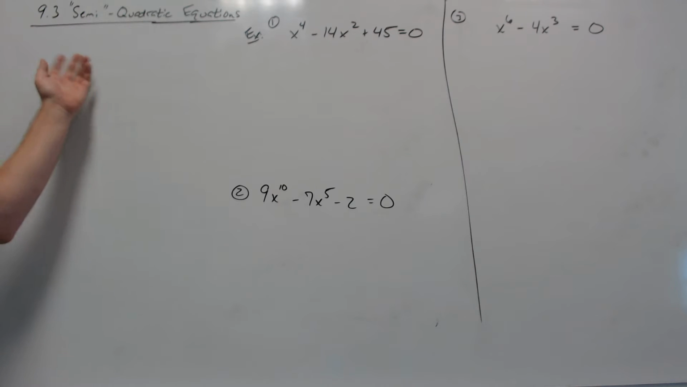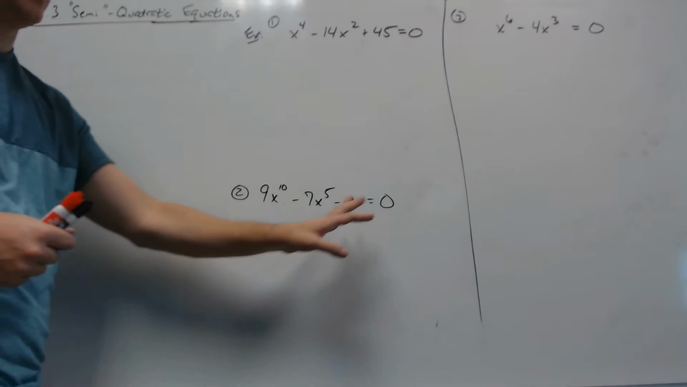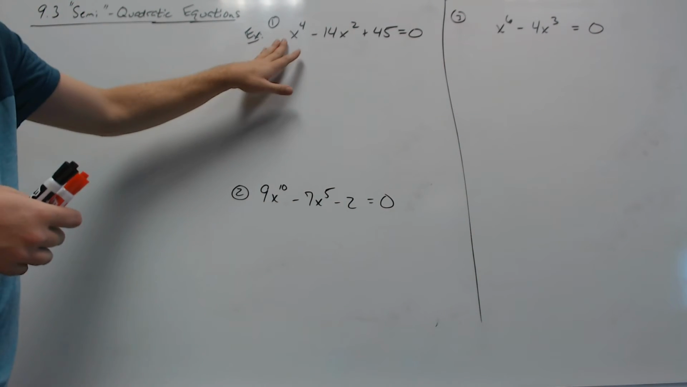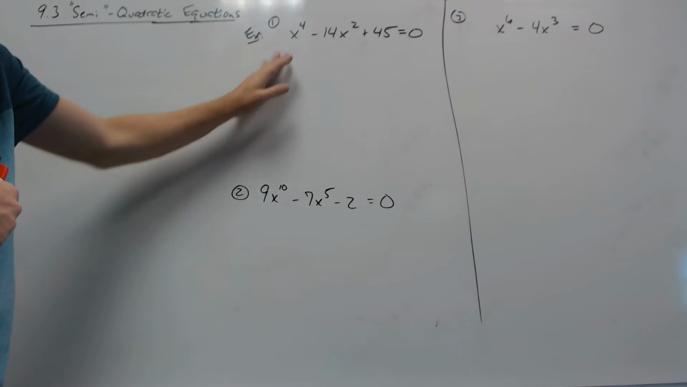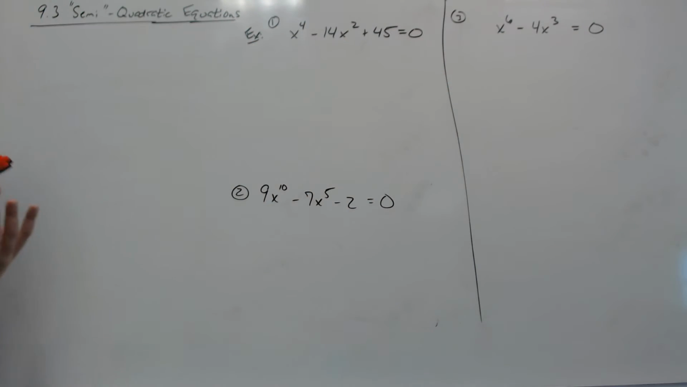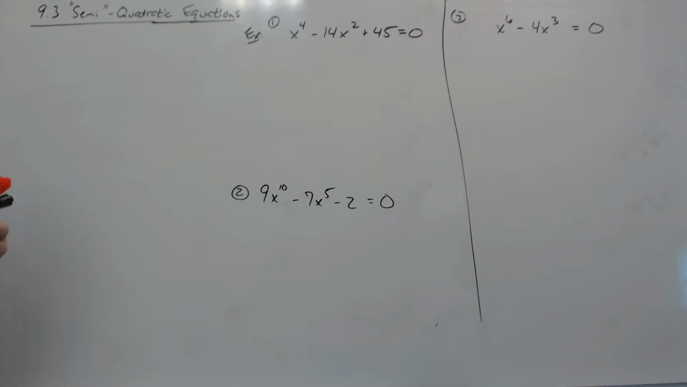All right, so in 9.3, we're going to take those strategies of solving quadratics and apply them to what I call semi-quadratic equations. Okay, these are definitely not quadratic equations in our examples because there is an x squared, but the highest power is x to the 4th, highest power is x to the 10th, highest power is x to the 6th. So these are much more complex functions than just a quadratic, but they behave like a quadratic.